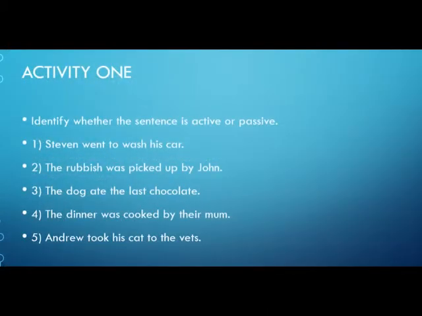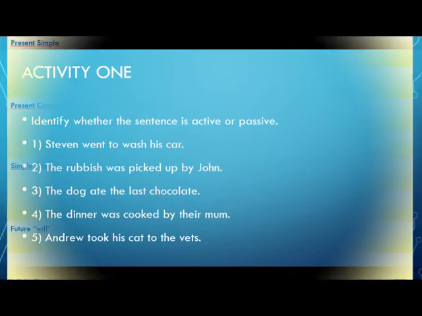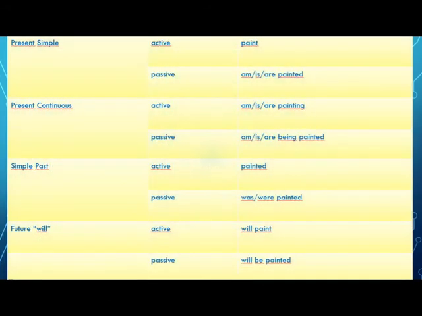Activity 1. Identify whether the sentence is active or passive. The first sentence is, Stephen went to wash his car. The second sentence is, the rubbish was picked by John. The third sentence is, the dog ate the last chocolate. The fourth sentence, the dinner was cooked by their mum. The fifth sentence, Andrew took his cat to the vets. So I'd like you to identify which one is active or passive.